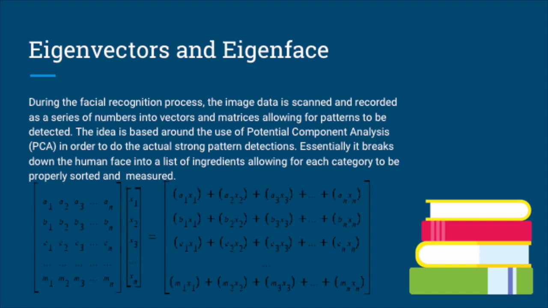Below is a representation of a matrix, which in this case would be each person's unique facial pattern, and the vector would represent each of the facial ingredients.